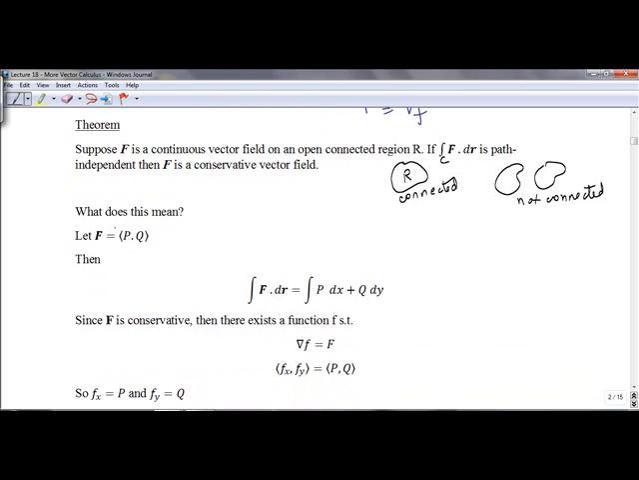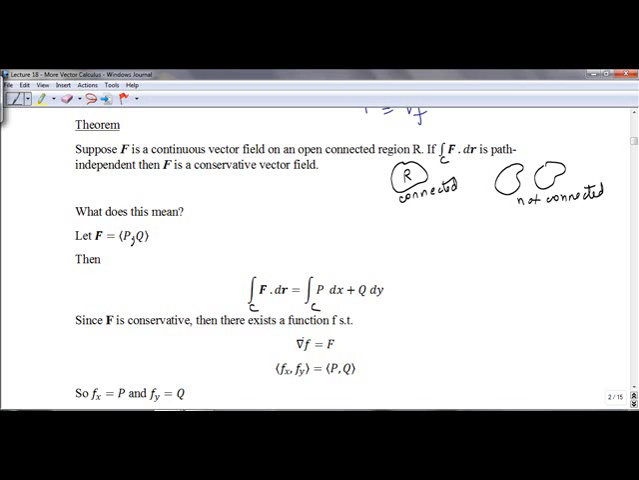So let F be the vector P, Q. And now let's write out the formula we had for the line integral of a vector field. If you remember from the last time, one way of writing this is the line integral over C of P dx plus Q dy, because I've written down the components of F. So I'm trying to jog your memory from the last time. Since F is conservative, again, what does conservative mean? There exists a potential function f such that del f is equal to the actual vector field.